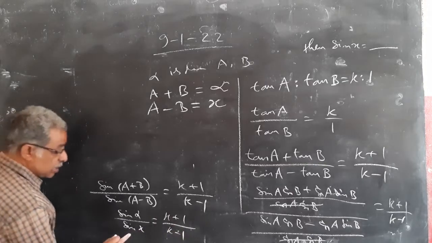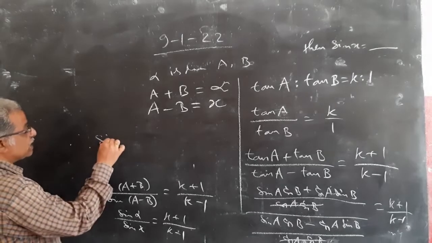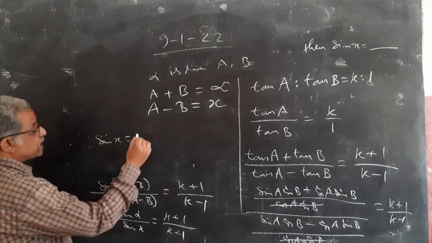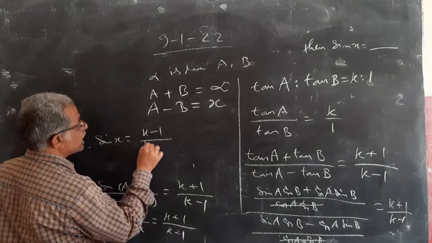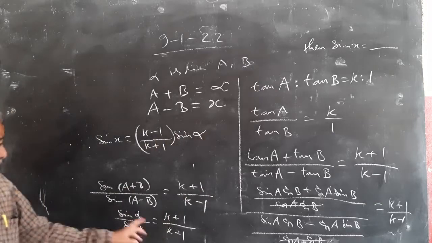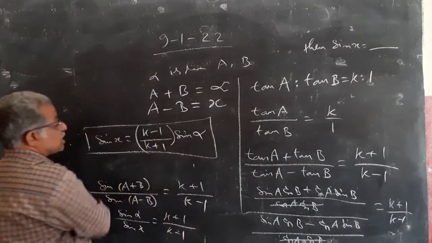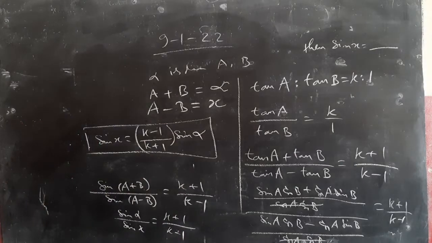I need sin x. So sin x to this side, this whole part to this side, which means the reciprocal: sin x equal to k minus 1 by k plus 1 into sin alpha. So your result is the fourth option. Here the option is k minus 1 by k plus 1 into sin alpha is sin x. Right? Next.